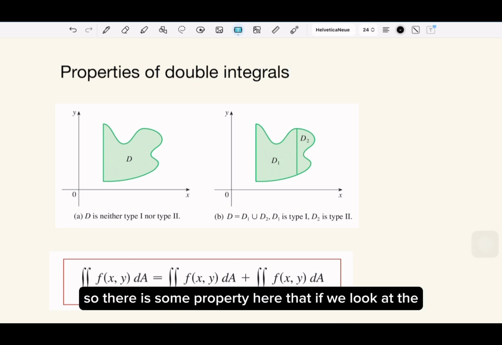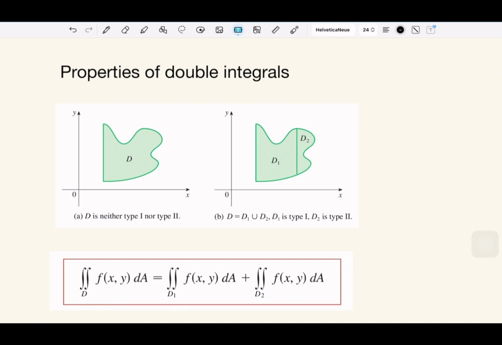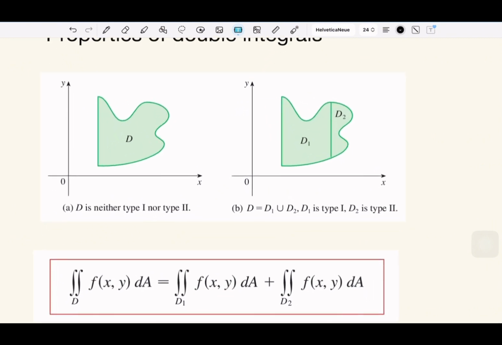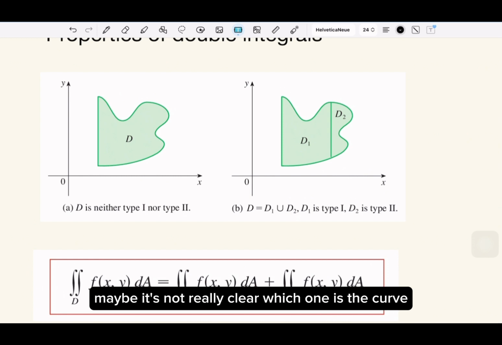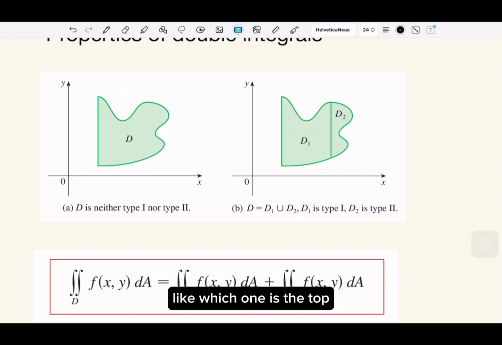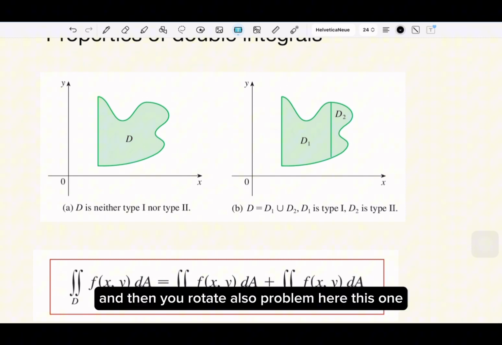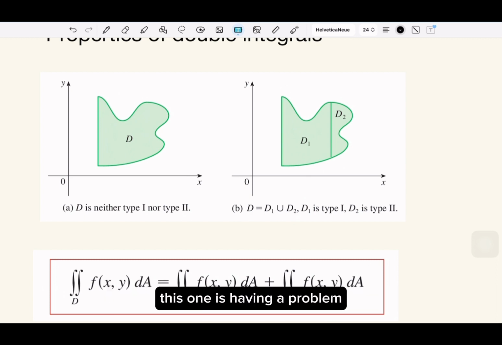So there is some property here that if we look at the picture, on the left one, maybe it's not really clear which one is the top curve and which is the bottom. If we rotate it, there is also a problem here, right? This one is having a problem.